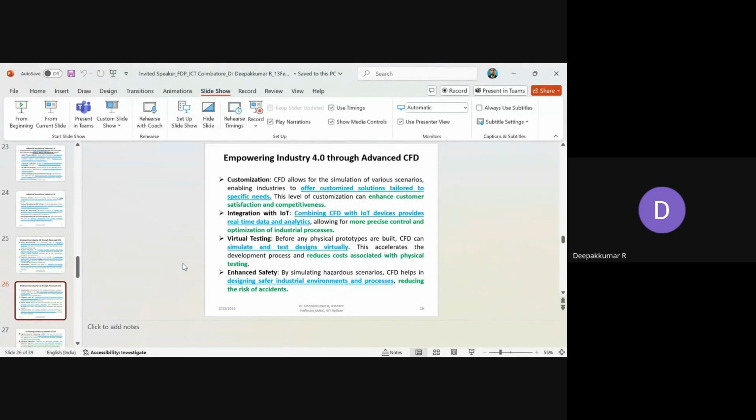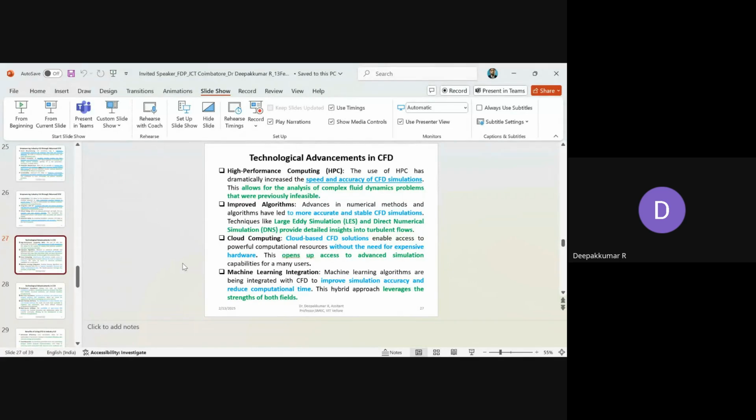And virtual testing. Before any physical prototypes are built, CFD can simulate and test designs virtually. So this accelerates the development process and reduces costs associated with physical testing. So as I mentioned earlier, instead of build and test, you can go for CFD-based simulation. So you can prefer simulation-based design. And enhanced safety by simulating hazardous scenarios. CFD helps in designing safer industrial environments and processes, reducing the risk of accidents. So in safety aspects also, CFD plays a major role.